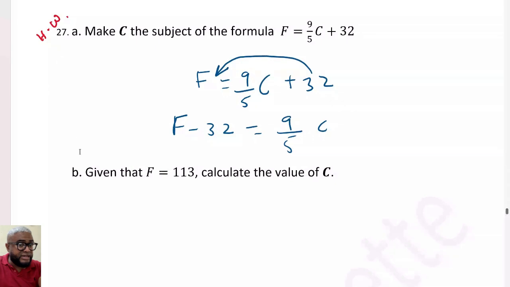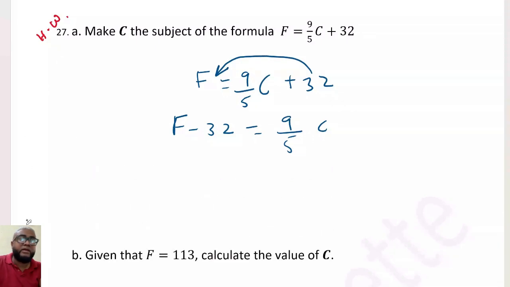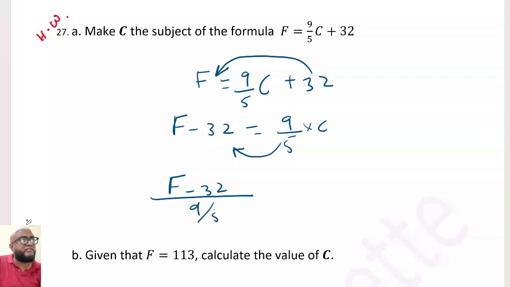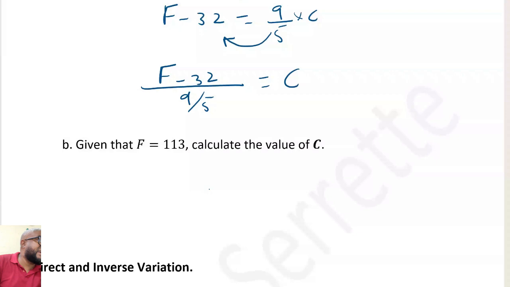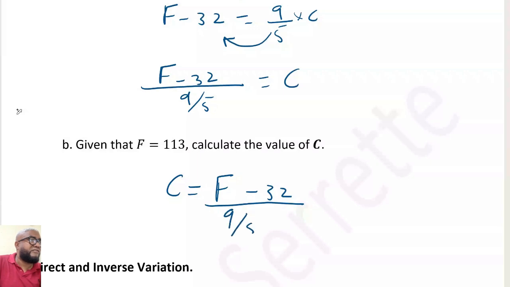Now, I want to make C the subject, so what's the last thing I need to move here? 9 over 5 is being multiplied on this side, right? So what do I do with it when I carry it to this side? So it'll be F minus 32 divided by 9 over 5 is equal to C. Alright? So C is now the subject of that formula. Now in the next part they said, given F is equal to 113, calculate the value of C. But we already have above that C is equal to F minus 32 all over 9 over 5, right?